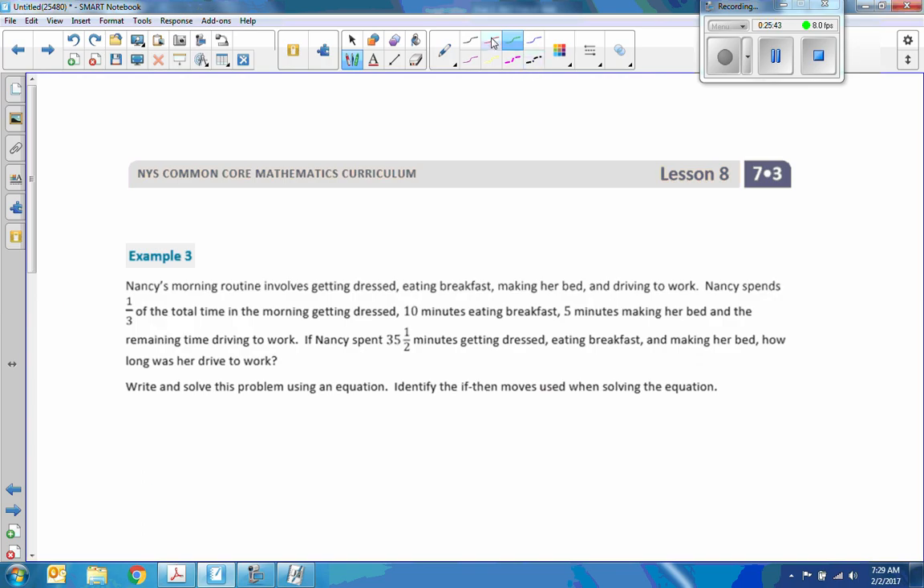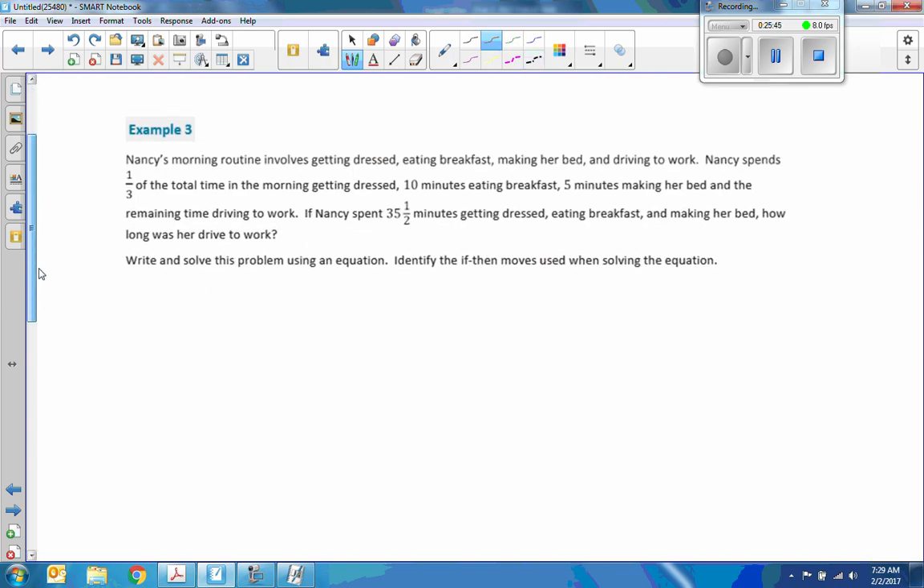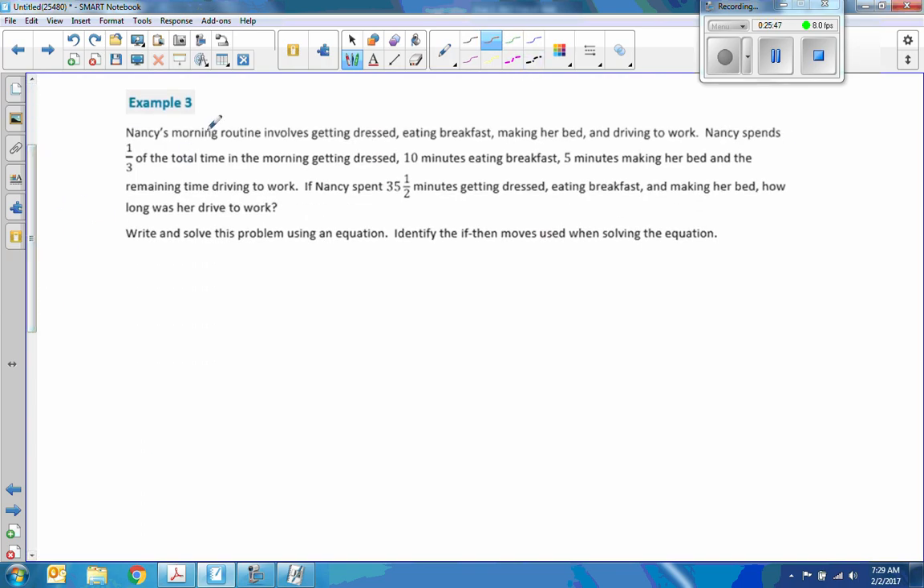Okay, example 3. Long exercise. Example 3. Nancy's morning routine involves getting dressed, eating breakfast, making her bed, driving to work. Nancy spends 1/3 of the total time in the morning getting dressed, 10 minutes eating breakfast, 5 minutes making her bed, and the remaining time driving to work. She spends 35 1/2 minutes getting dressed, eating breakfast, and making her bed. How long was her drive to work? Write and solve this problem using an equation. Identify if-then moves used when solving the equation.